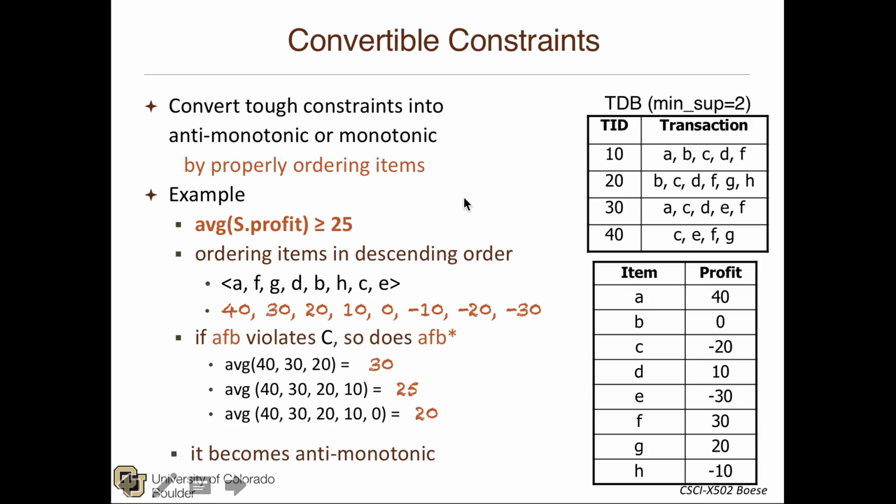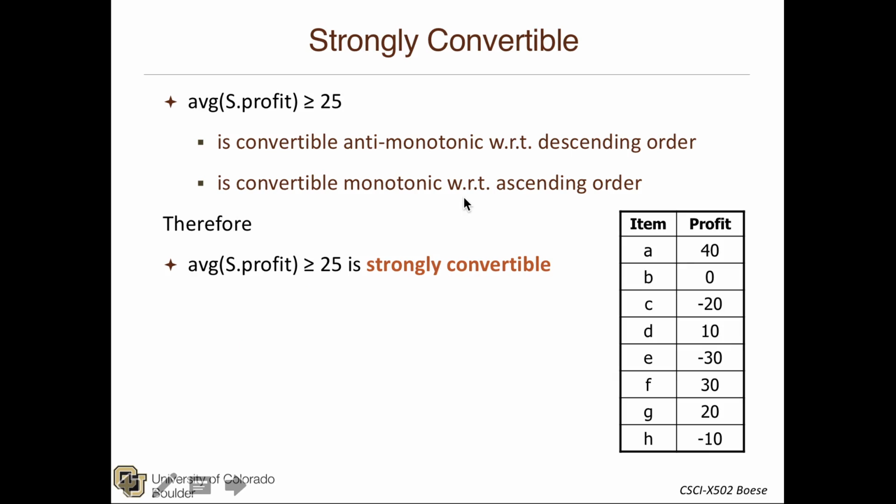So it becomes anti-monotonic. Now, strongly convertible, if we look at this, the average, it could be convertible to anti-monotonic if we sort it in descending order. It's also convertible to monotonic with respect to ascending order. So in that case, we say that this particular constraint is strongly convertible.